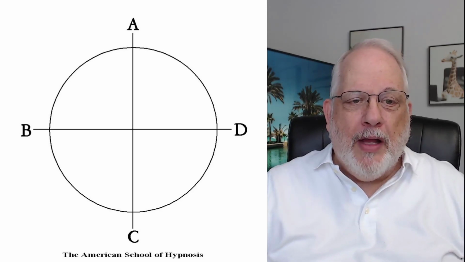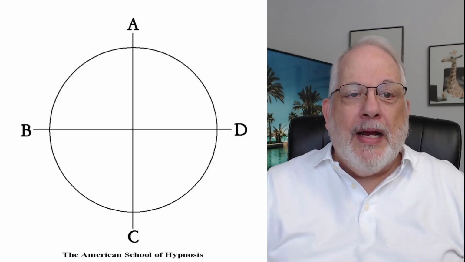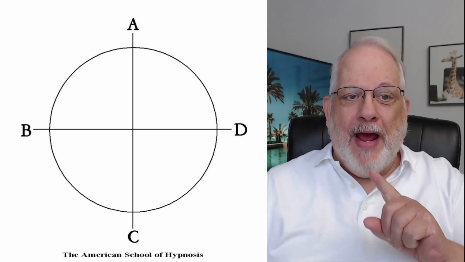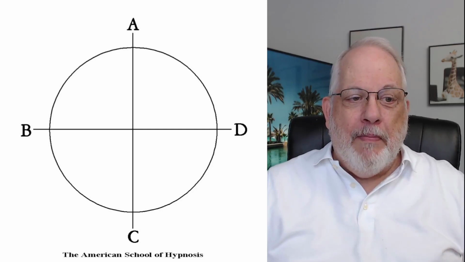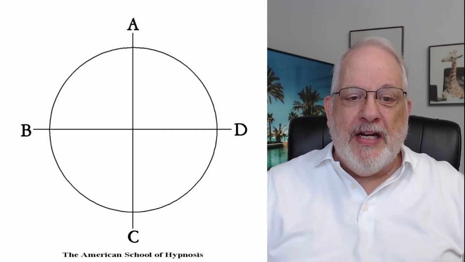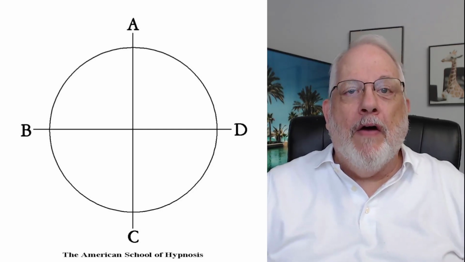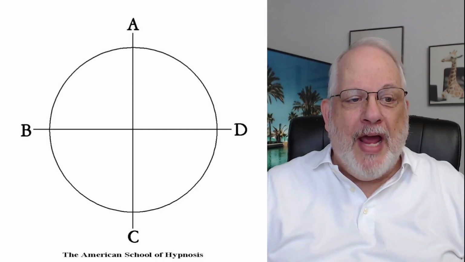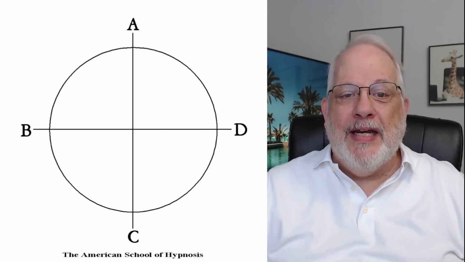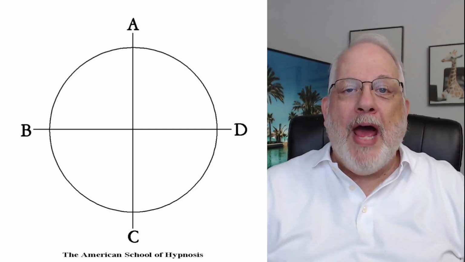Line going up and down, left to right, and counterclockwise, I'm going to have you do an A on top, a B on the left, a C on the bottom, and a D on the right. So that's counterclockwise: A, B, C, D. So just go ahead and do that.